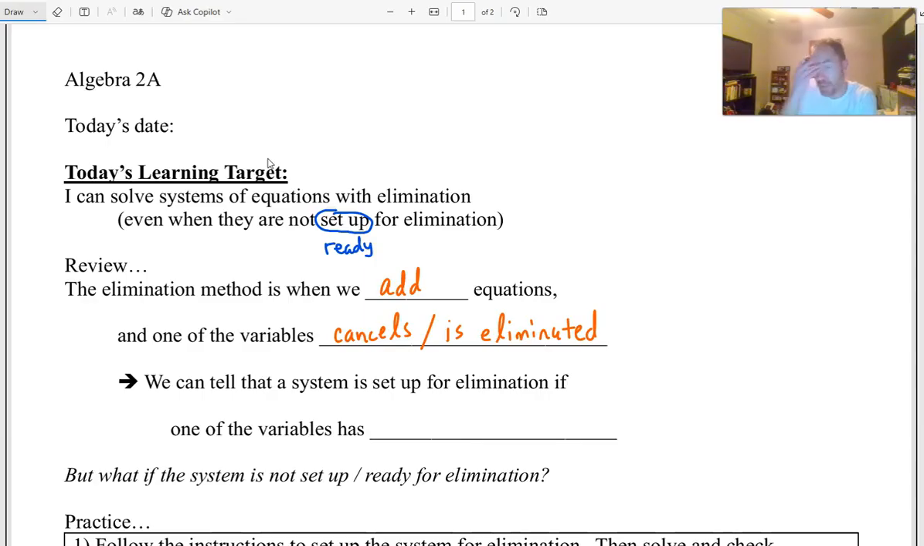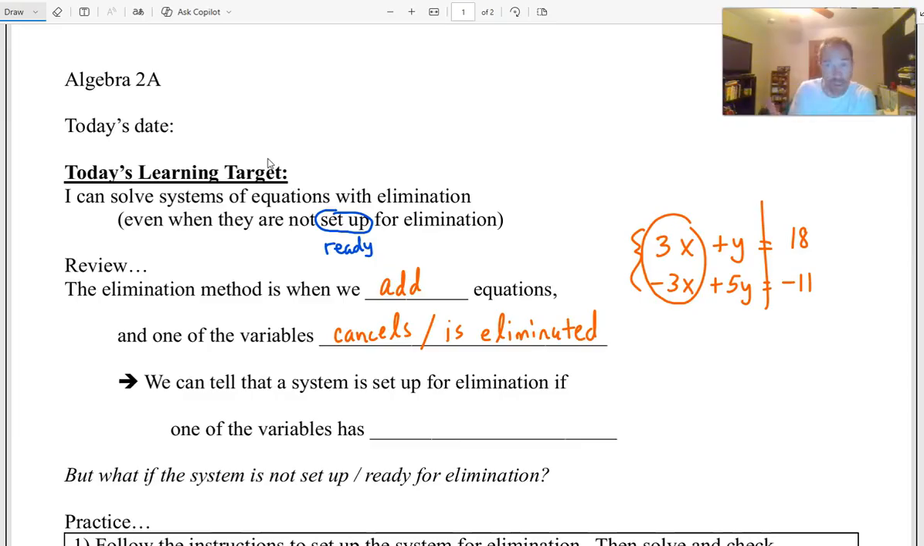So quick example, I'm just going to make up a system. This isn't going to have a nice solution, so I'm not going to go through and solve the whole thing, but maybe one of our equations is 3x plus y equals 18, and we have another equation that's like negative 3x plus 5y equals negative 11. If we were to add these together, the positive 3x and the negative 3x added together would be 0x, which is 0, but we would have 6y equals 7. Now that's not going to have a nice solution, but I'm just showing you an example, reminding you of what it looks like when one of the variables cancels or is eliminated.